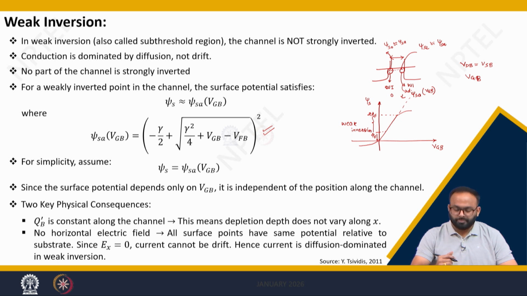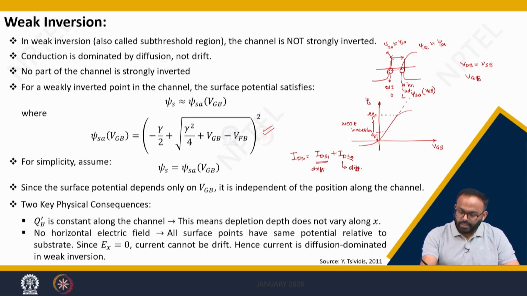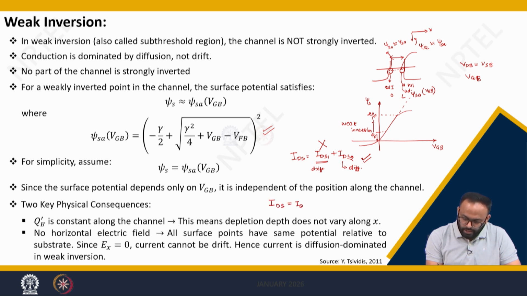is negligible. We also said that IDS is equal to IDS1 plus IDS2, where IDS1 is the drift component and IDS2 is the diffusion component. As we have said, in weak inversion there is no electric field along the X, right, then the diffusion dominates and not the drift. So, the overall current equation can be represented in terms of IDS2.